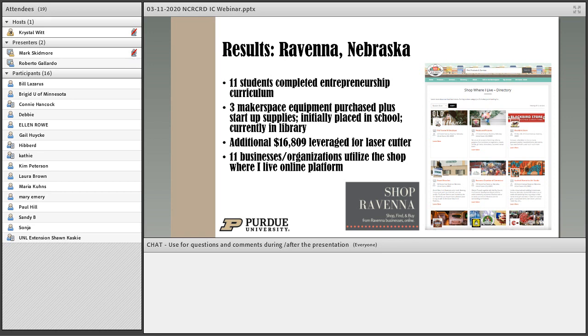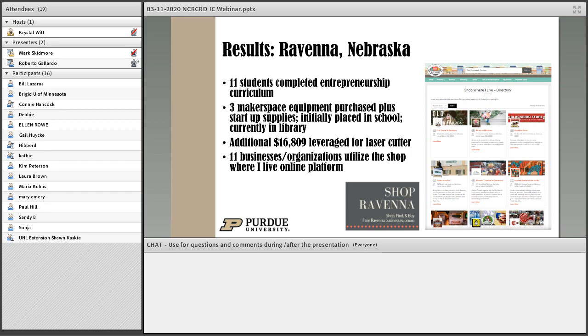It also helped this laser cutter fundraising, which was already in play when they participated in this project. So again, it strengthened and leveraged that, and helped get an additional $17,000 for the laser cutter. And 11 businesses have organized and utilized the shop where I live. Not all of them started through the entrepreneurship program, so it's an added resource for other businesses in the community.